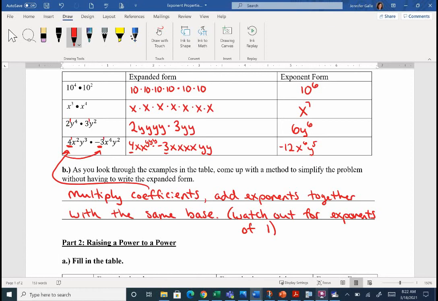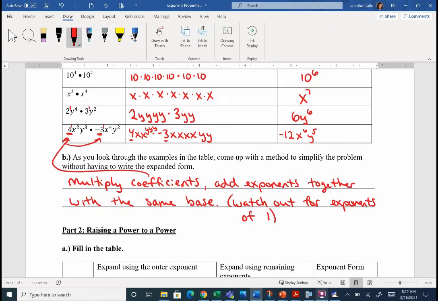Okay? So for our first property, if we're multiplying powers, again, powers are those bases with the exponent. If we're multiplying powers, we said multiply any coefficients, add the exponents together with the same base. I think that sounds fantastic.